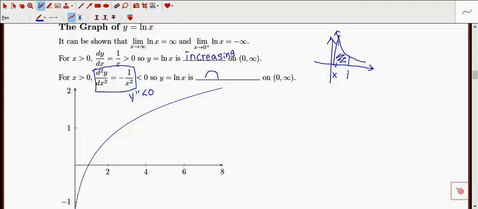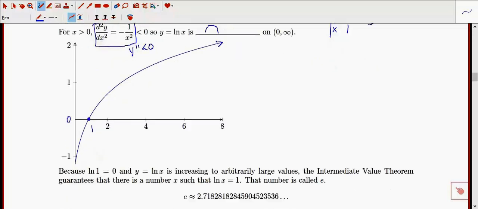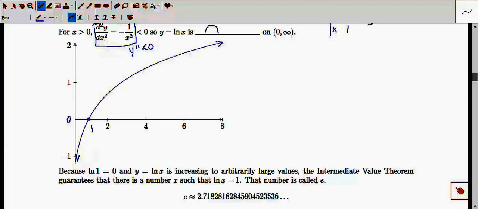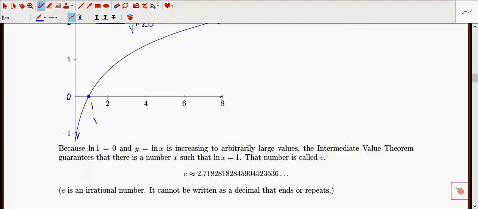Therefore, we observe the property when x equals 1, ln of 1 equals 0. And it's an increasing function. It's increasing as x goes to infinity, and it's approaching negative infinity as x approaches 0 from the right. So this is the graph for y equals ln of x.